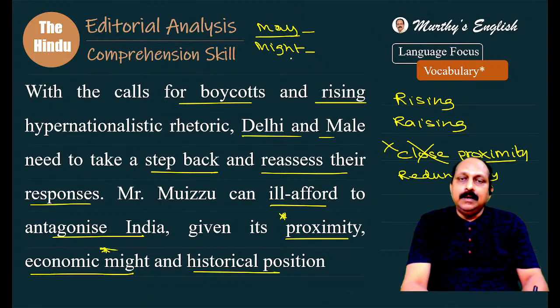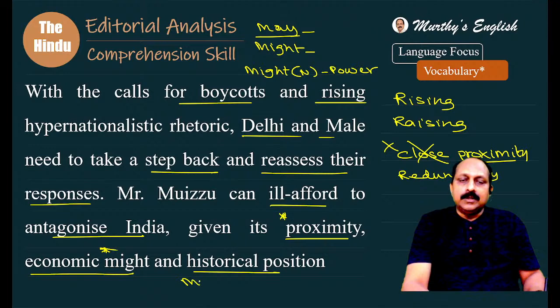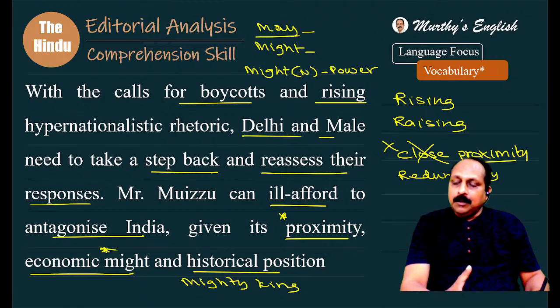May and might. Here, might has another meaning. Part of speech also changes. Might is a noun, means what? Power. And generally, when we read stories, we come across it starts with once upon a time there was a mighty king. Mighty is an adjective form, means what? Powerful king. Exactly. Kalyan. Wonderful. Mighty king.